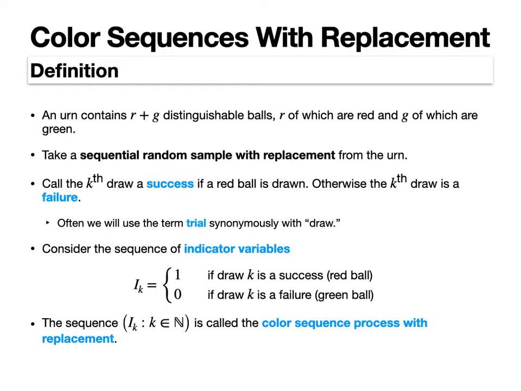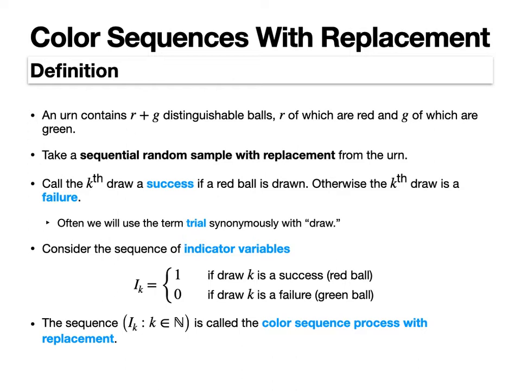And what we're going to do is take a sequential random sample with replacement from the urn. So we'll take a ball from the urn picked at random, look at it, observe its color, and put it back, and then draw the next ball, observe its color, put it back, draw the next ball at random, and so on. So we'll call the kth draw a success if the ball drawn is red. Otherwise, we'll call the kth draw a failure. And often I'll use the term trial synonymously with draw. So if I say the kth trial was a success, all that means is on draw k, we had a red ball.